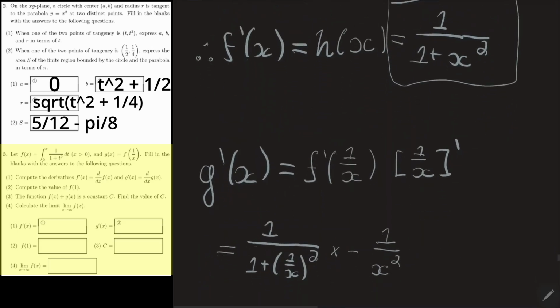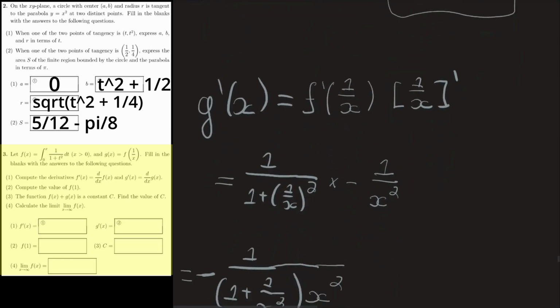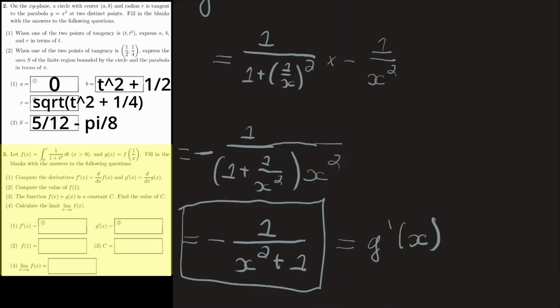So we already found f prime in the last question, so we just sub in 1/x instead of x right here. And the derivative of 1/x is just negative 1/x squared from the power rule. So we multiply these together, we simplify it a little, and you find that the answer is negative 1/x squared plus 1, and that is the answer to the second part of the question, that is g prime.